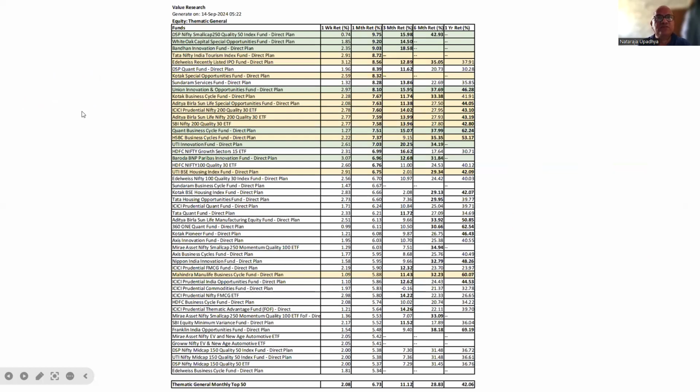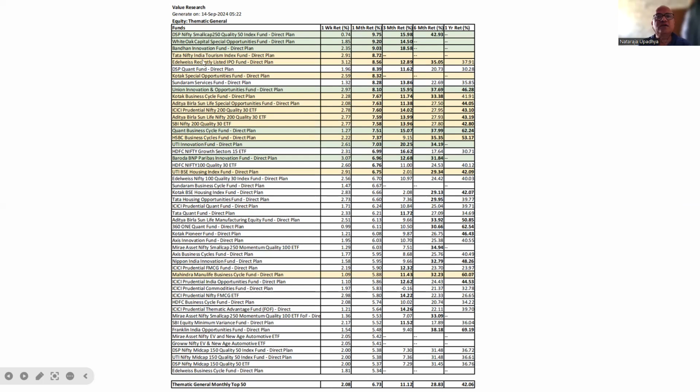Next, we are going to thematic general funds. More than 50 funds are there. Only the top 50 monthly are shown here, with 2.08% for the week, 6.73 for the month, 11.12 for 3 months, 28.83 for 6 months, 42.06 for the year, which is subdued.